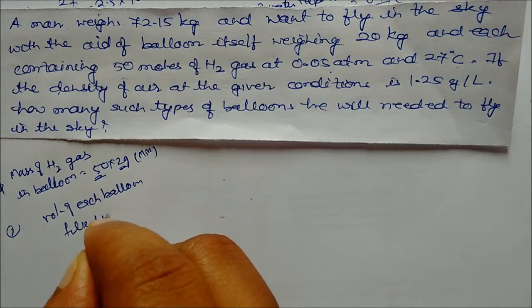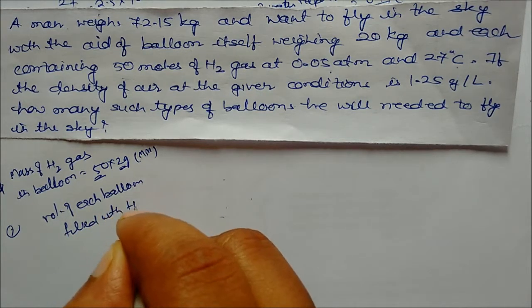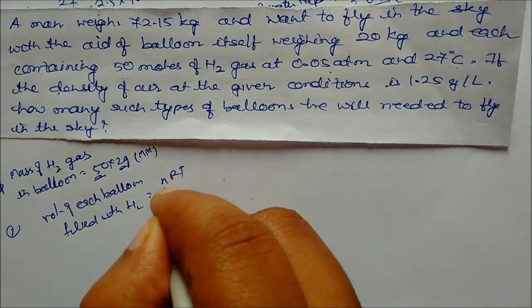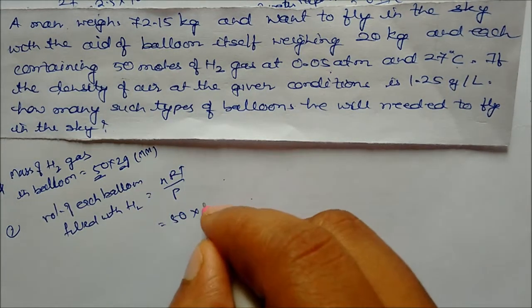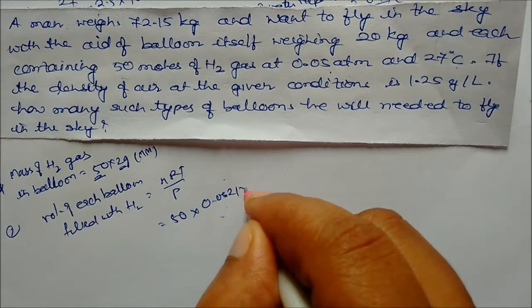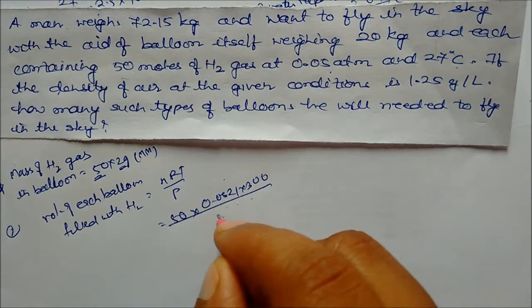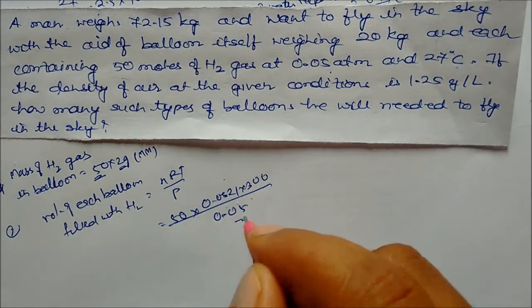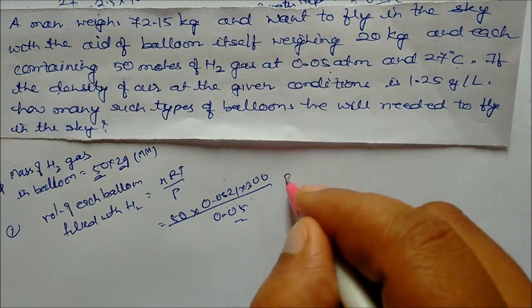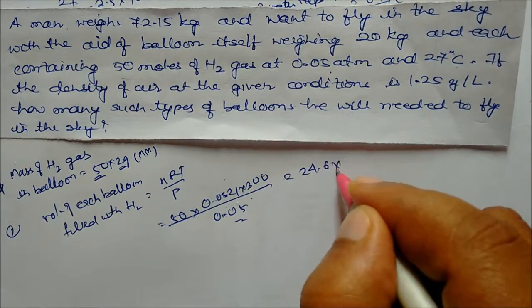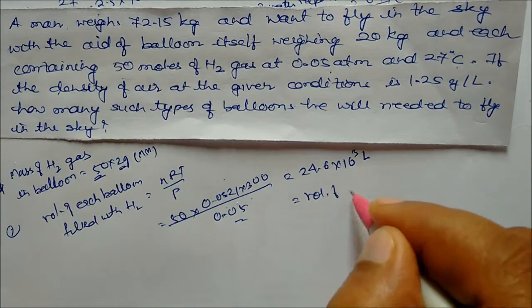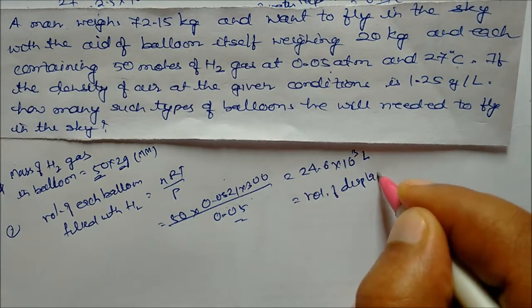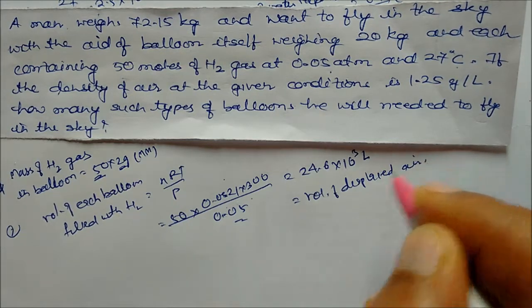filled with hydrogen. So the volume filled with hydrogen will be nRT by P. So n is how much? n is 50, so 50 moles is given. R is 0.0821 multiplied by 300 and divided by 0.05. The pressure given is 0.05 atmosphere. So on solving, we will get 20.6 into 10 to the power 3 liter. So this is nothing but the volume of displaced air. Okay, this is given.